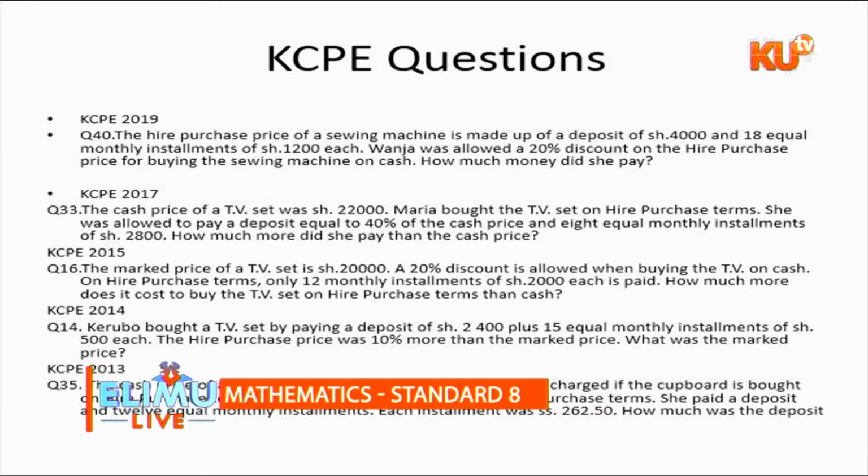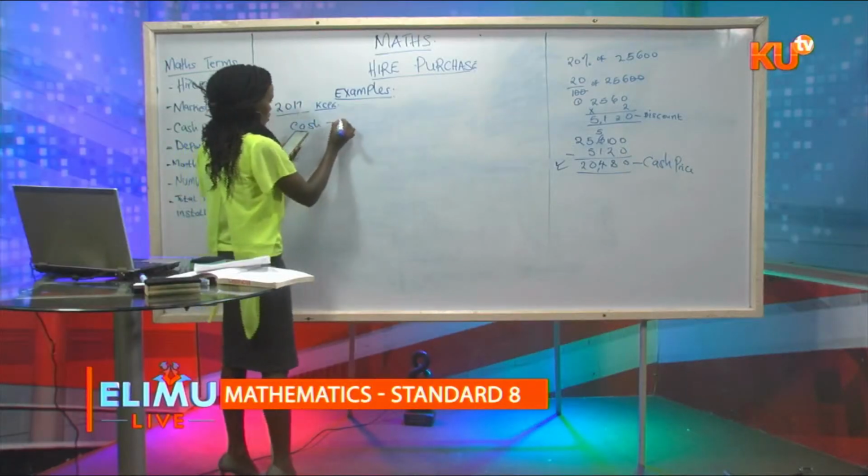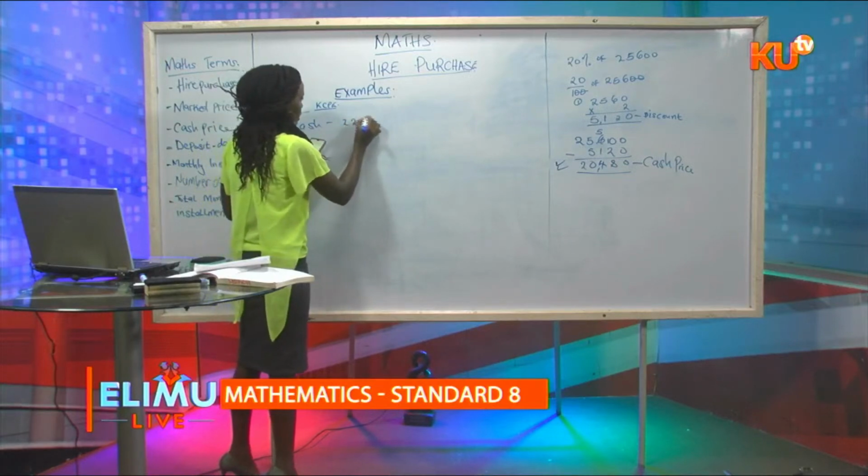KCP 2017. The question was, the cash price of a TV set was 22,000 shillings. Maria bought the TV on her purchase terms. She was allowed to pay a deposit equal to 40% of the cash price and 8 equal monthly installments of 2,800. How much more did she pay than the cash price? Very good. So the cash price was 22,000 shillings.